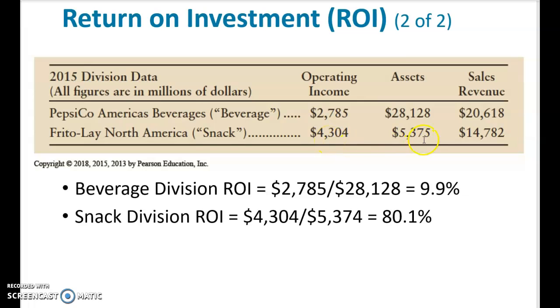4304 divided by 8375. 80% is the snack division. I'm amazed at this. I don't know what other costs are in here. I would have expected the beverage to be higher than the snack, but it is not.